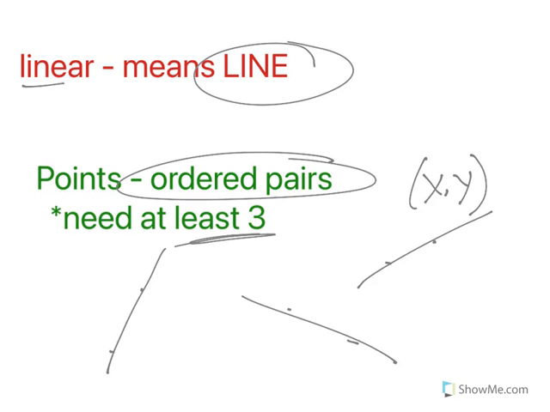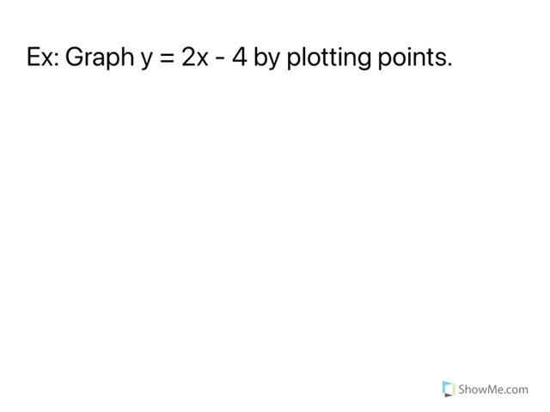That doesn't mean your line is correct. So if you graph 3 points and they're in a straight line, you can be pretty sure you're right. But if you plot 3 points and they're not in a straight line, one of them is wrong. Okay, so let's jump in. Let's do this. We are going to graph y equals 2x minus 4 by plotting points.